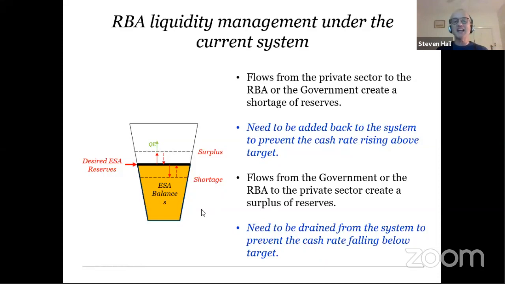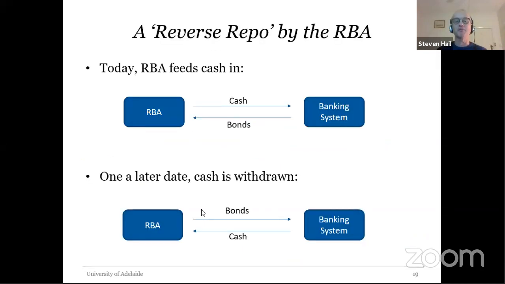Quantitative easing, announced on the 18th of March, starting on the 20th of March, changed this practice. It involved the Reserve Bank buying outright large amounts of government bonds, deliberately putting excess cash reserves into the banking system and topping up exchange settlement account balances, as I was saying before.